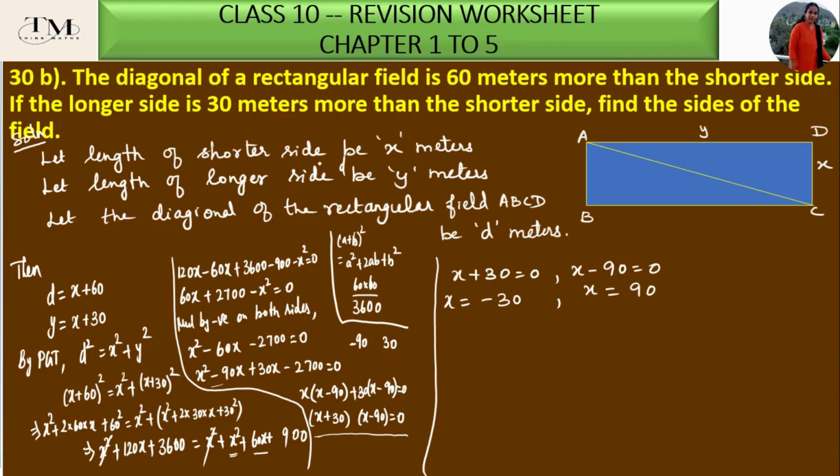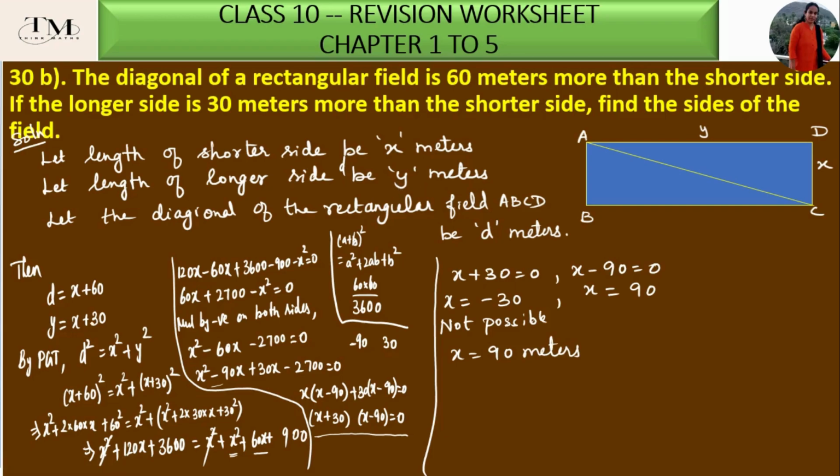So what is x? x is the shorter side, that is, a side of the rectangle. Sides of the rectangle cannot be negative, so the negative value is not valid. So x will be equal to 90 meters. Now we have to find out the longer side y.